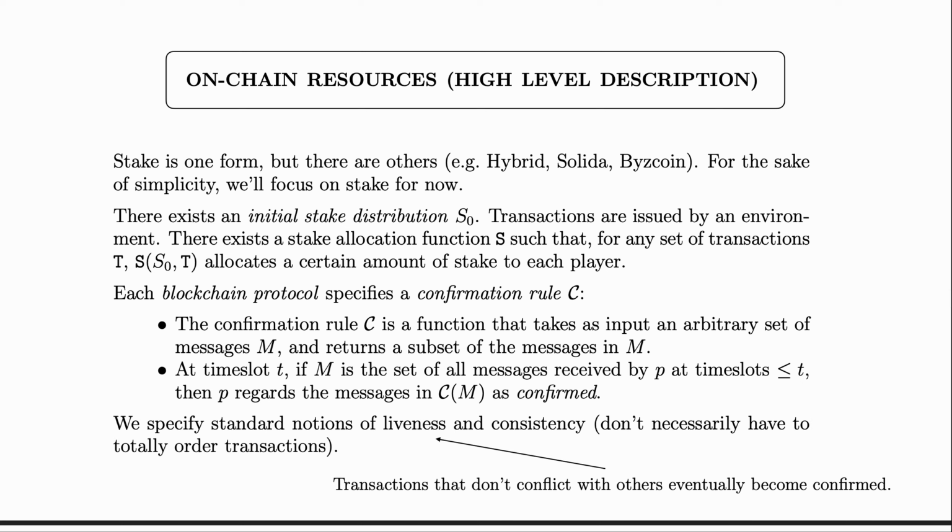Okay, and then we can specify standard notions of liveness and consistency. I'm going to assume that people are familiar with these ideas. I won't bother going through the details here, but you can write down formal definitions of these. Roughly speaking, liveness is the idea that transactions that don't conflict with others eventually become confirmed. And consistency essentially means that honest players agree, or eventually agree, on the set of confirmed transactions.